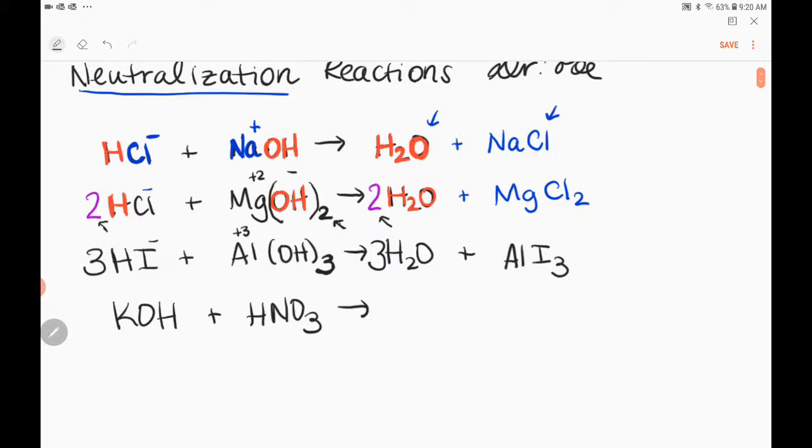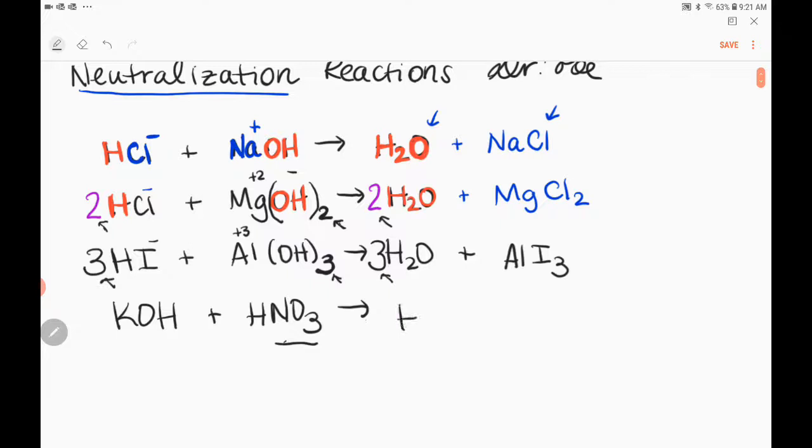Hey, look! So we've got 1, 2, 3, 4, 5, 6 hydrogens, 3 I's, 1 Al, 3 O's, 3 O's. Hey, look! This subscript became the coefficient for the water and the acid. Pattern holds true. Hooray! Okay, last one. This one's challenging because it's got a polyatomic ion there. But just because it looks harder doesn't mean it is harder. We're going to treat this exactly the same as we treated our very, very first example.